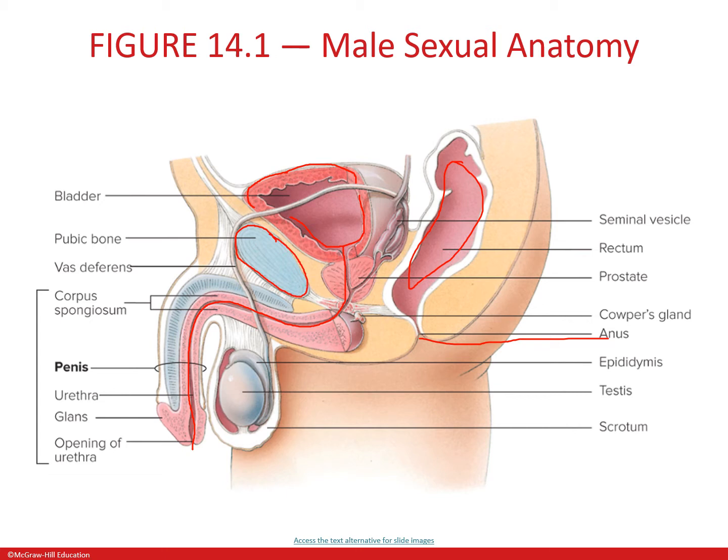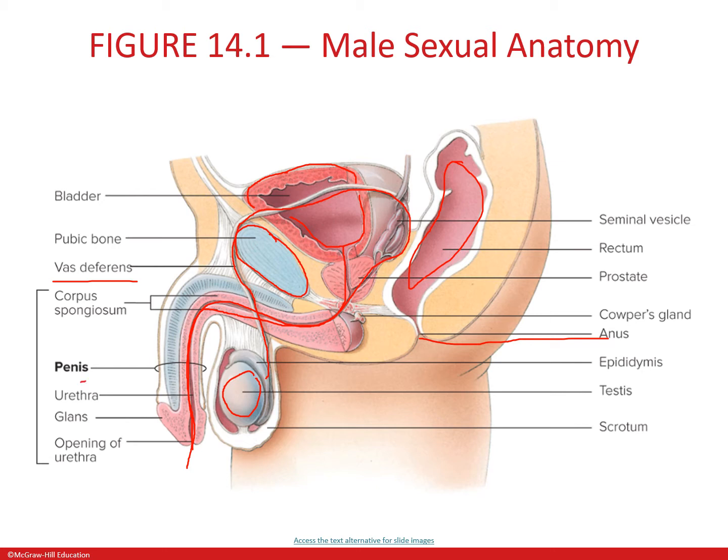And then here we have the vas deferens. So this is very important for knowing how a vasectomy works or how sperm leaves the body. So sperm is created in the testes, right? And it travels through the vas deferens in order to leave. Okay? So it goes up this entire trail and leaves the same area as urine.